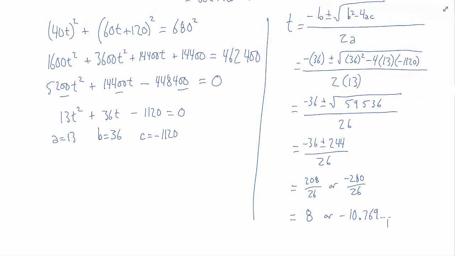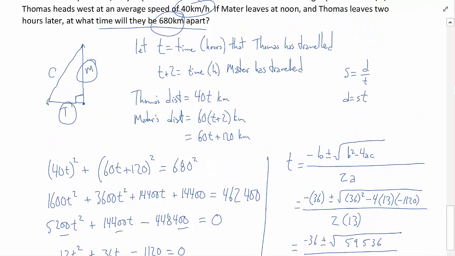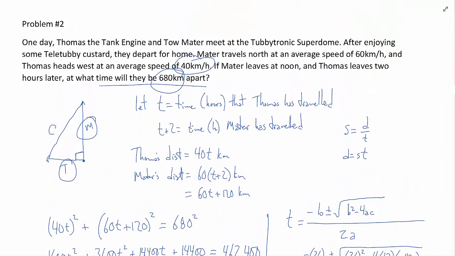When I substitute these values in, a, b, and c, I calculate here that t is equal to 8, or it's equal to negative 10.769. What's the answer to the question? I need to go back and check again. What is the question? The question is, if Mater leaves at noon and Thomas leaves 2 hours later, at what time will they be 680 kilometers apart?